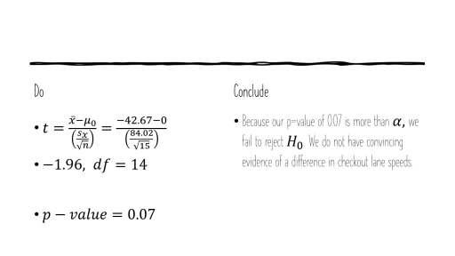So since 0.07 is more than alpha, we fail to reject. That means that we don't have convincing evidence that there is a difference between the lanes. All right? And that is it for this section. We will be moving on to section 4 next.